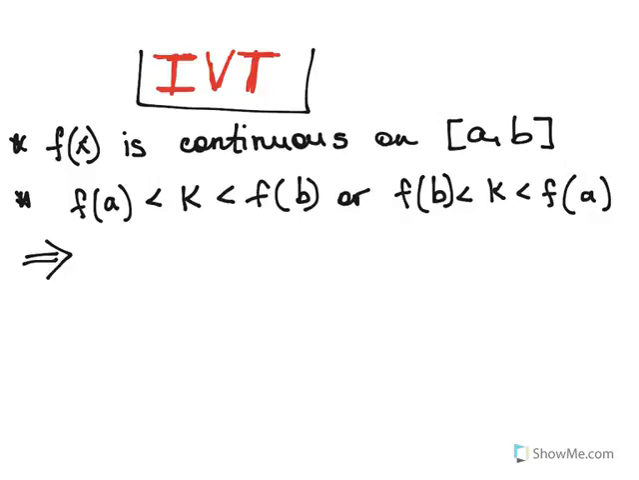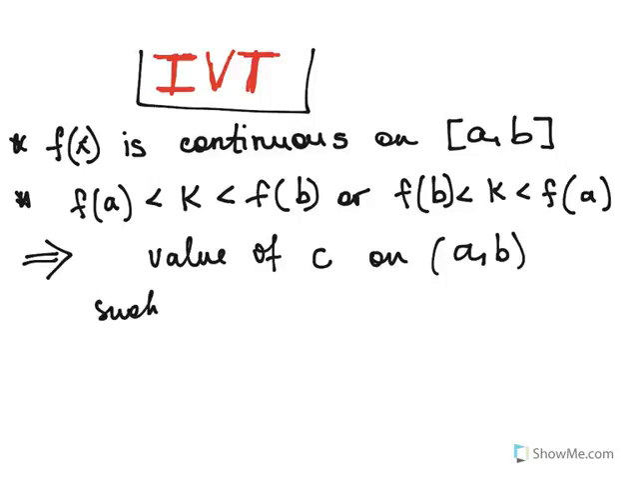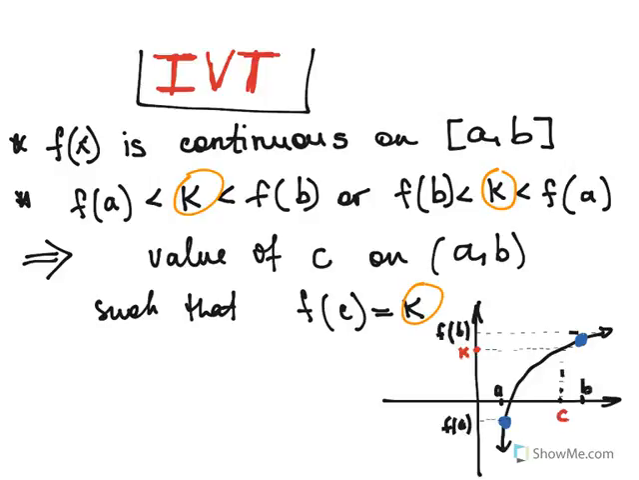Then, in that case, they say there is at least one value of c, at least one value of c on this interval from A to B, not including the endpoints, such that f of c equals that value of k that I just mentioned above. So let me show you how this looks on a graph.